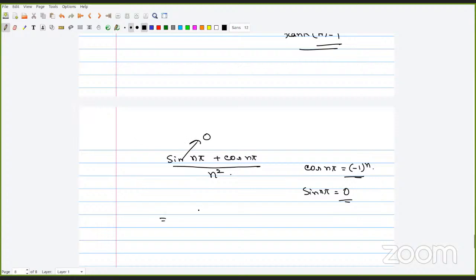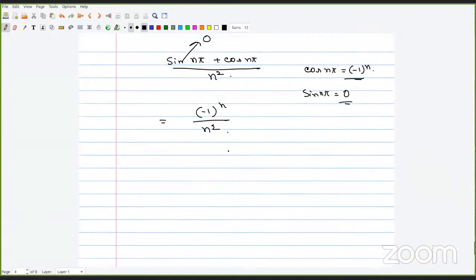So the function we are getting is (-1)^n by n square, right? Can I write that (-1)^n lies between 1 and -1? n square is always positive, so I can divide by it. Now how to use the sandwich theorem? (-1)^n lies between -1 and 1, so the sequence is bounded by -1 by n square and 1 by n square, right?